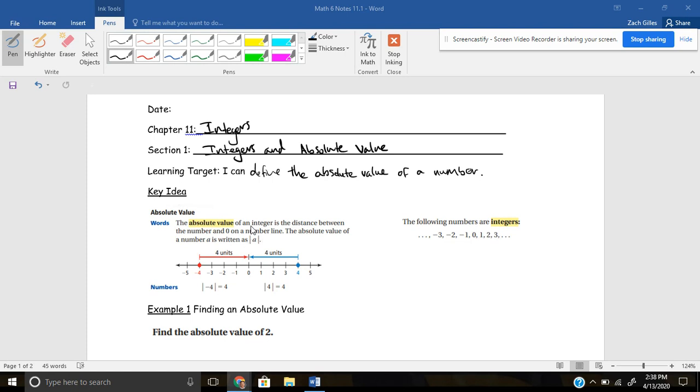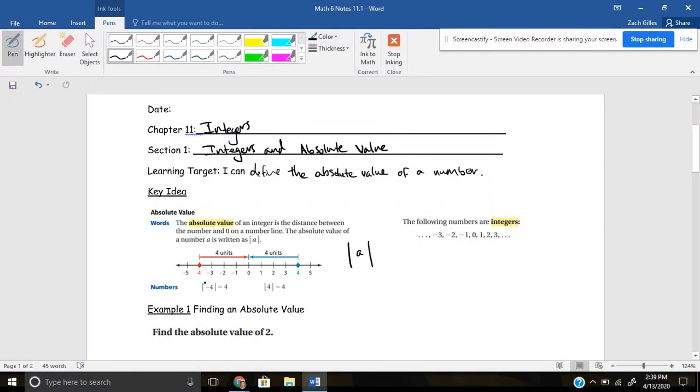Remember, an absolute value of an integer is the distance between the number and 0 on a number line. The absolute value of a number is written with those, sometimes I call them the train tracks, or those two parallel lines to each other. This would be the absolute value of a.